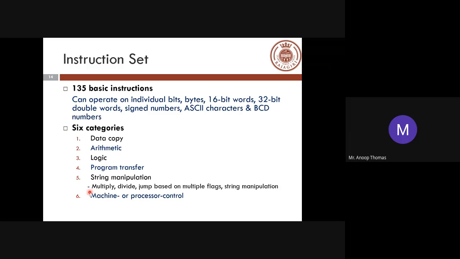You have multiply, divide, jump, and different kinds of instructions based on string manipulation, which is not there in the 8085. The idea you have to understand is that there is complexity involved when it comes to the 8086. As you move along to 80286, 386, 486, Pentium, I haven't put a slide for that. Possibly I will send you a slide on that. There's a comparison mentioned in the syllabus.